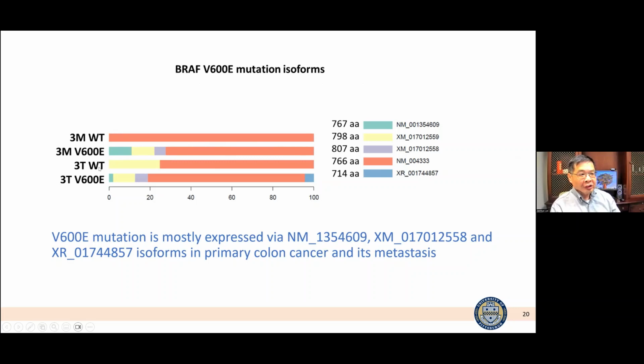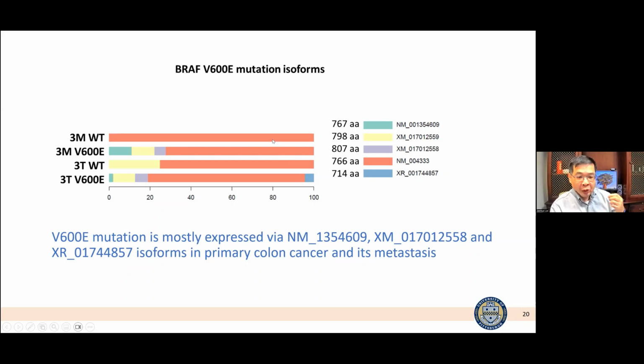And for the two primary cancer samples here, the primary cancers have two isoforms expressed, but the mutant allele produces three additional different isoforms. So basically, in conclusion, the V600E mutation is most expressed via NM1354609, XM01701255858, as well as XR01744857, and that's the main thing. However, this one, the 004333, is actually primarily expressed in the so-called normal allele.